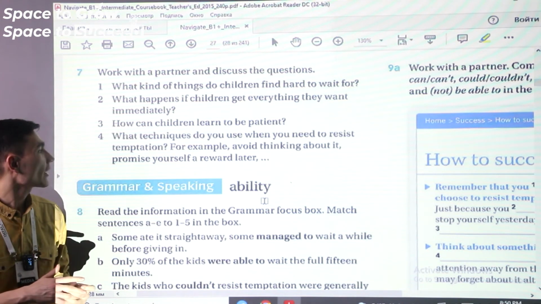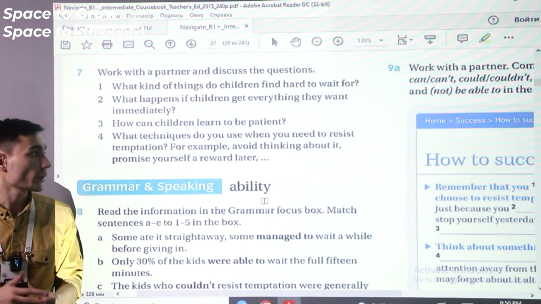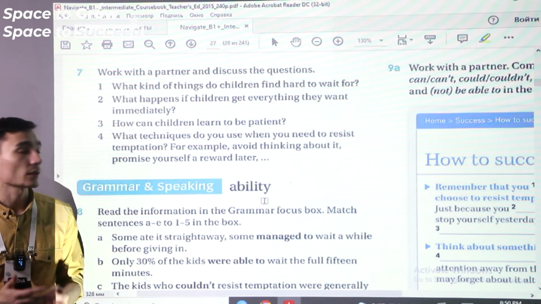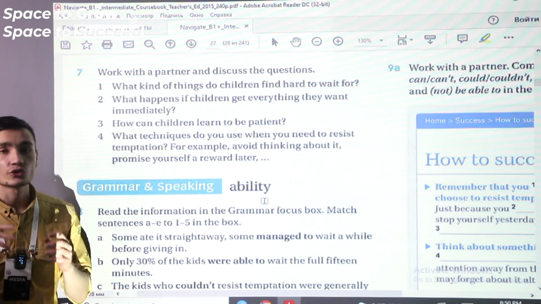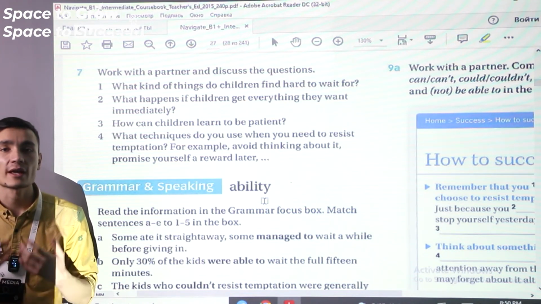For example, avoid thinking about it, promise yourself a reward later. Well, I just avoid thinking about it completely and I just try to change my state into another state so that I will not think about it ever.